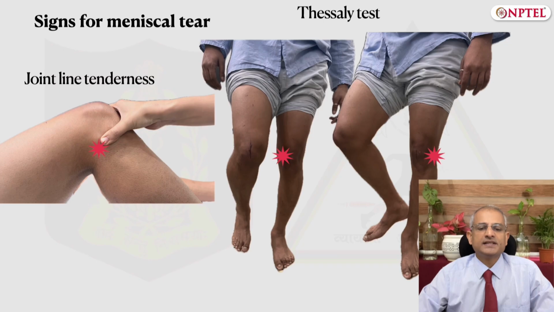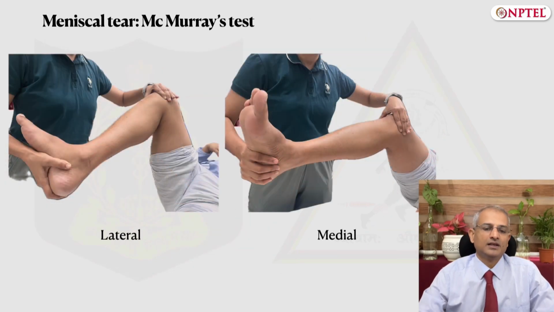In the Thessaly's test, the patient stands on the affected limb and rotates where the knee is slightly flexed. A pain or click felt is positive. However, this test can be positive in many other conditions like osteoarthritis, osteochondral injuries, or ligamentous tears. Hence, not a very reliable test.